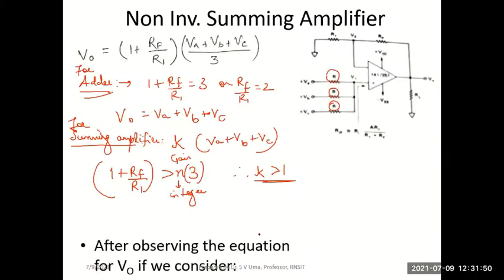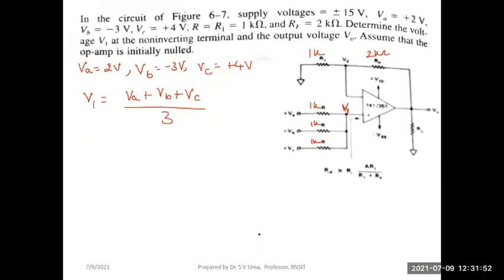So using that, I want you to substitute and find out what is V1. And once you find out V1, you will be able to find V0. So you have 2 minus 3 plus 4, which is 1 volt. 1, no? Yeah, 1 volt. And what is V0 then?